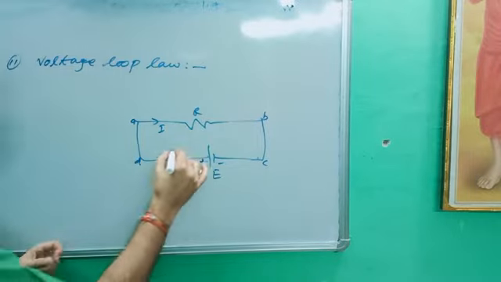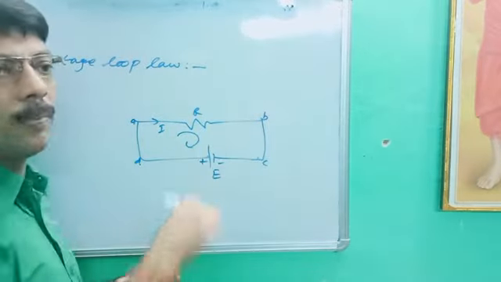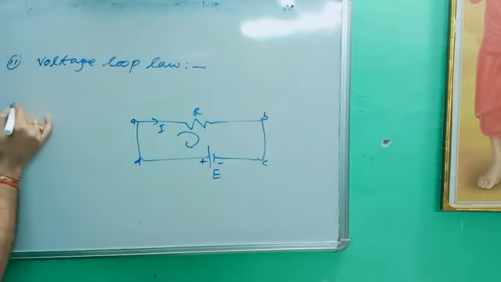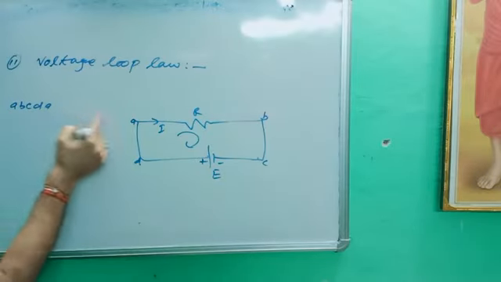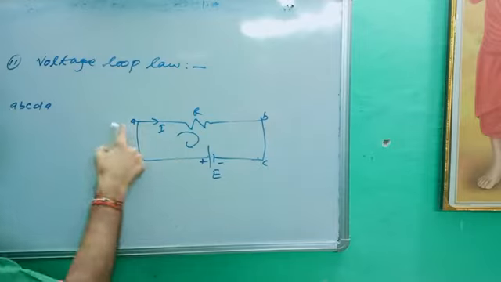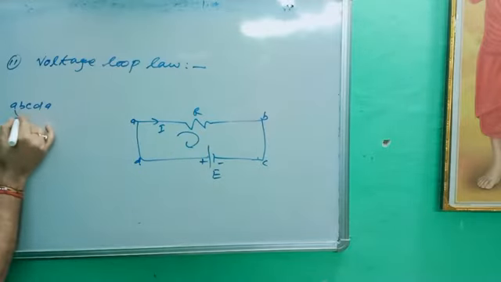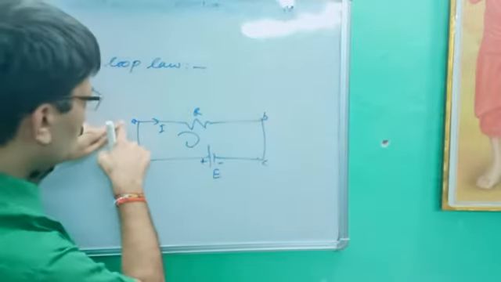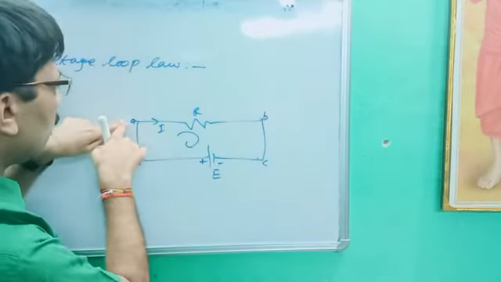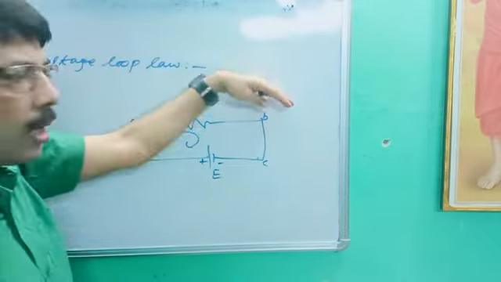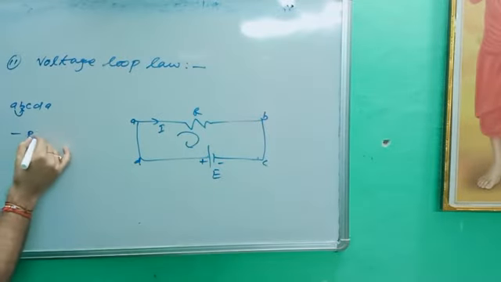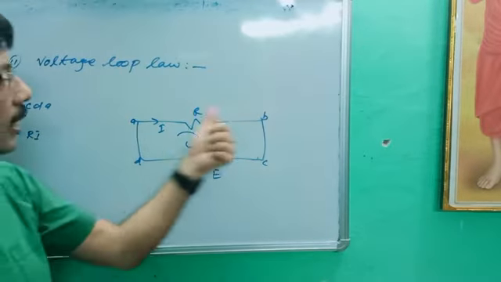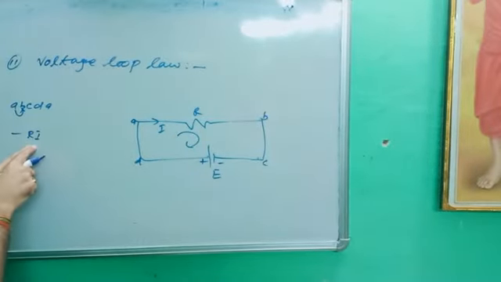We can select the loop clockwise or anti-clockwise. Both answers will be the same. I will take one by one. Let's suppose your loop selection is A, B, C, D, A. I am moving clockwise. So first you move A to B, and current is also drawn from A to B. It means you are moving in the direction of current. So according to the rule, it will be minus Ri. Very easy. You are moving in the direction of current, so the multiplication will be minus Ri.